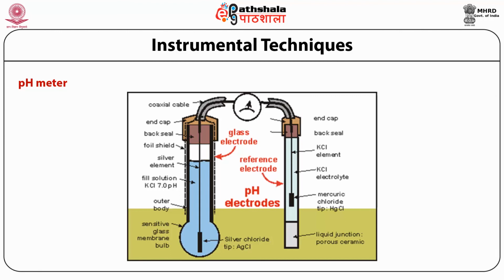Here is the reference electrode, which is prepared with a mercury chloride tip, and it is again filled with KCl solution for the electrolyte system. So this pH electrode is highly sensitive to the concentration of hydrogen or OH ions present in the water.